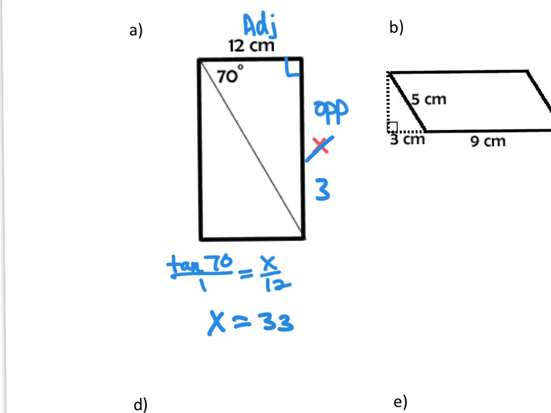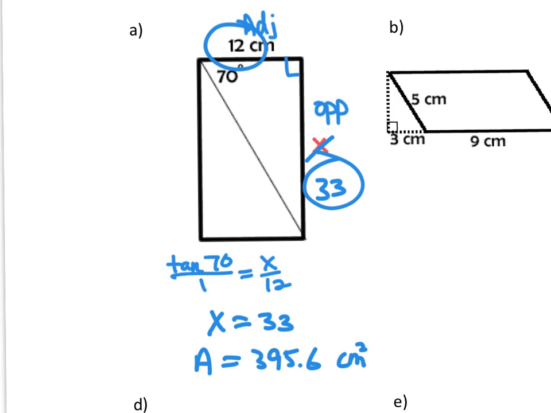So if x is 33 centimeters, then the area, 12 times 33, that whole area is going to be approximately 395.6 square centimeters.